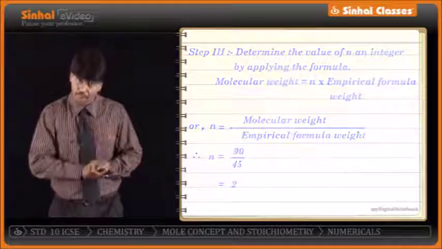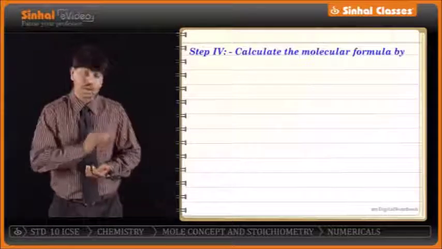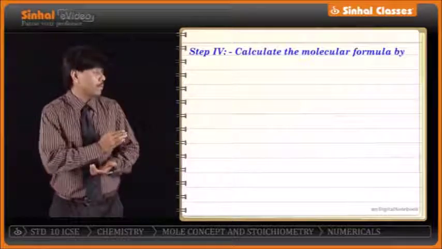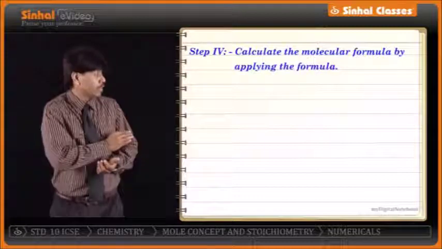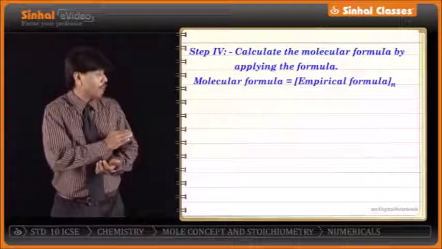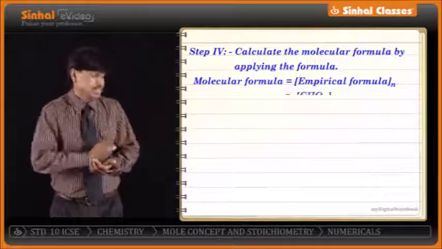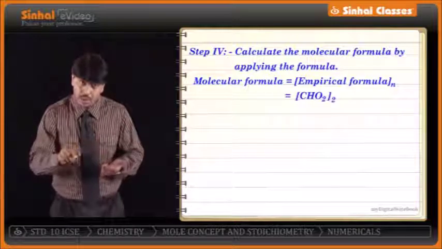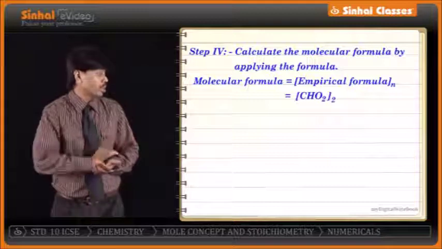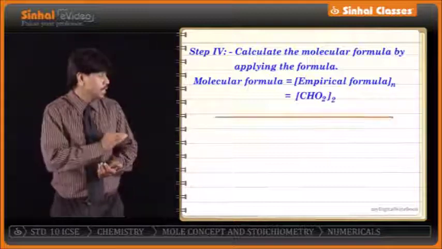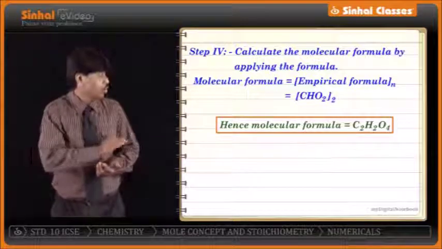The last step, 4th, calculate the molecular formula by applying the formula. Molecular formula is equal to empirical formula into n. That is CHO2 into 2. So it comes out to be molecular formula is C2H2O4.